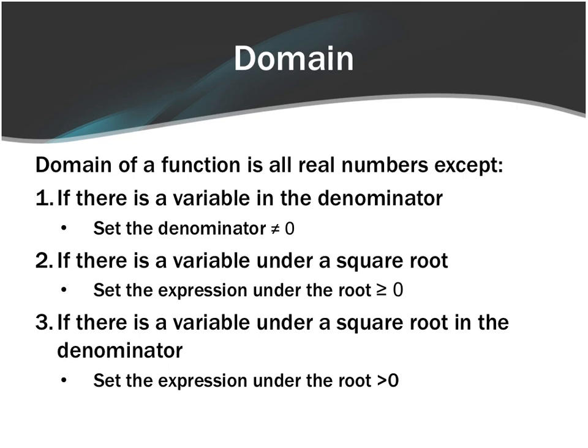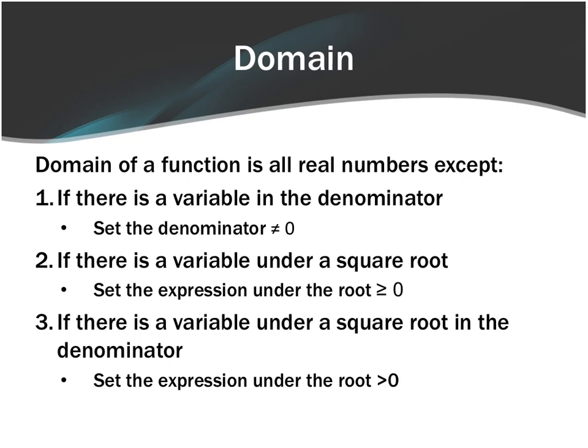The second case is if there's a variable under a square root. And for that case, you want to set whatever's under the square root, not the square root itself, but whatever's under the square root, greater than or equal to 0. Because what happens if you try to square root a negative number? You get an imaginary number, right? Which at this point, we're only dealing with real numbers.